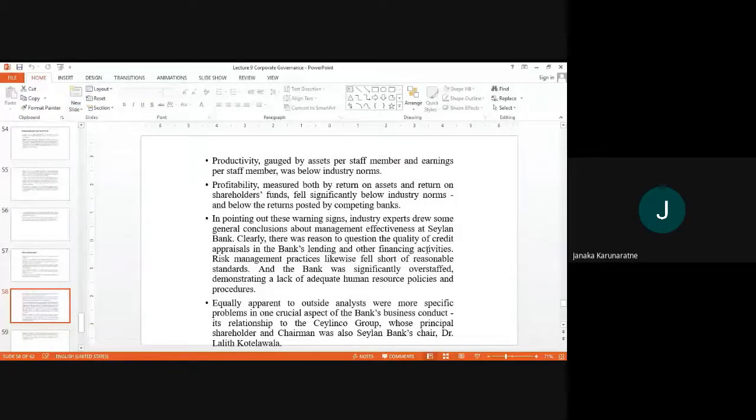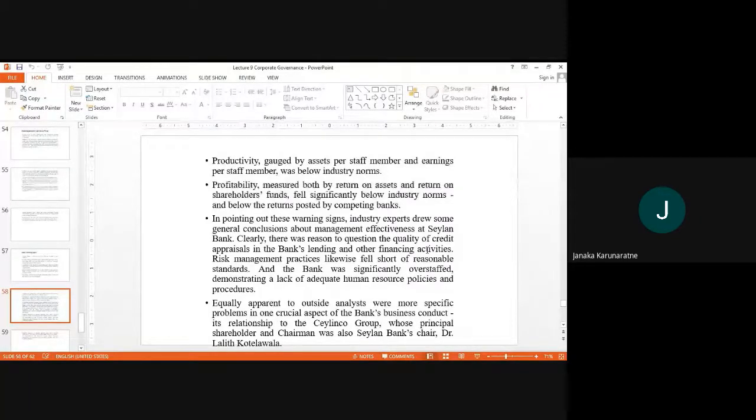Clearly, there was reason to question the quality of credit appraisals in the bank's lending. So it's a credit risk management problem. In the bank's lending and other financing, risk management practices likewise fell short of reasonable standards. So it's not up to the standard. The bank was significantly overstaffed, demonstrating a lack of adequate human resource policies and procedures. So there were no adequate policies for the human resources.